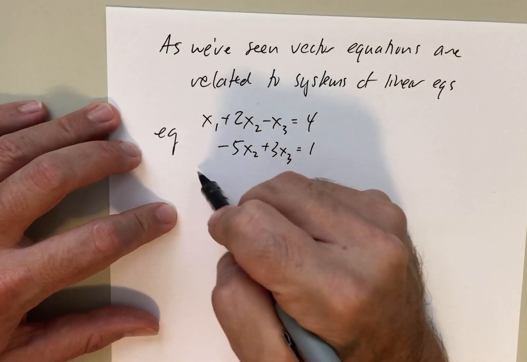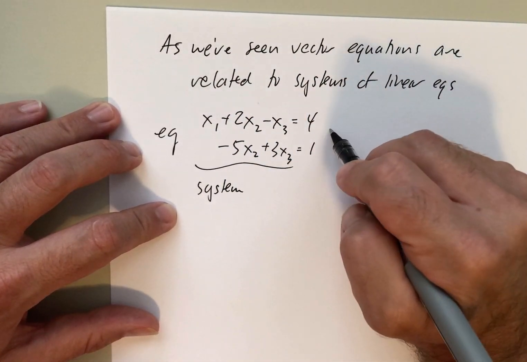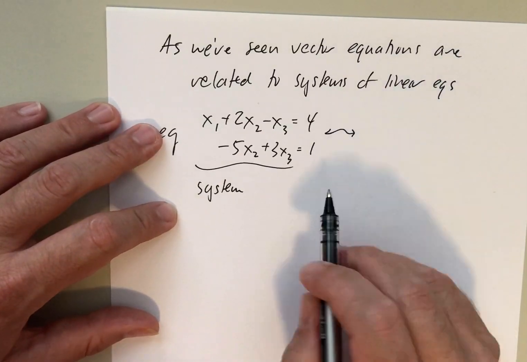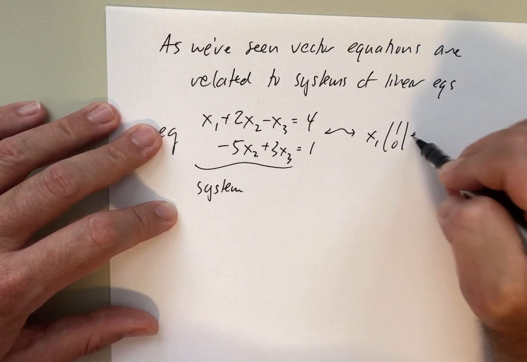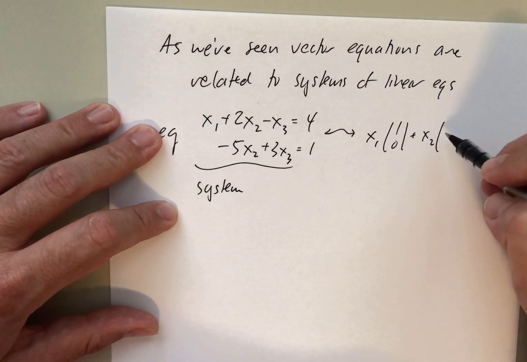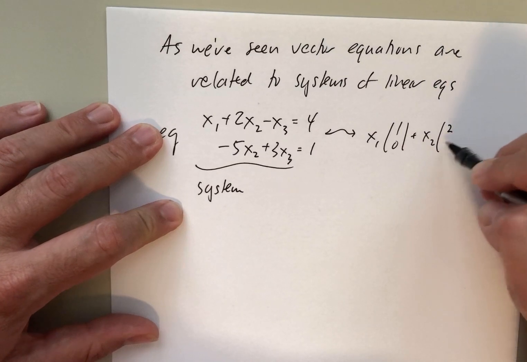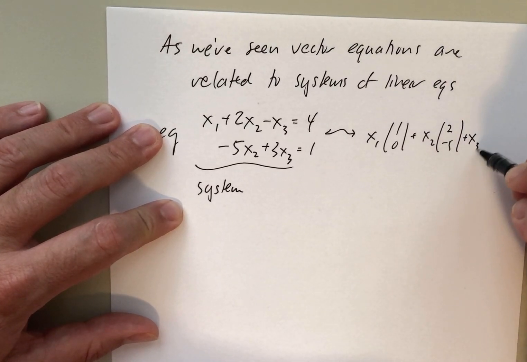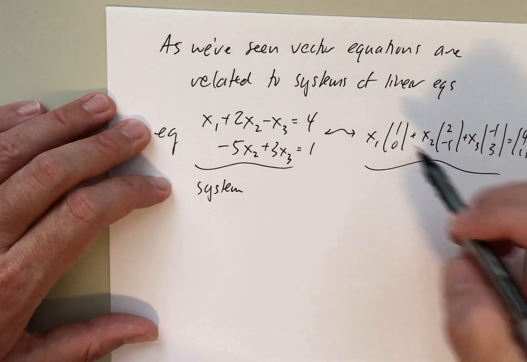Okay, so this is a system, right? And how does that relate to a vector equation? Well, remember, it has the same solution set as taking a linear combination of these coefficients that I have here. So 2, minus 5, plus x3 equals minus 1, 3 equals 4, 1, running out of room. Okay, so this is what we call the vector equation.